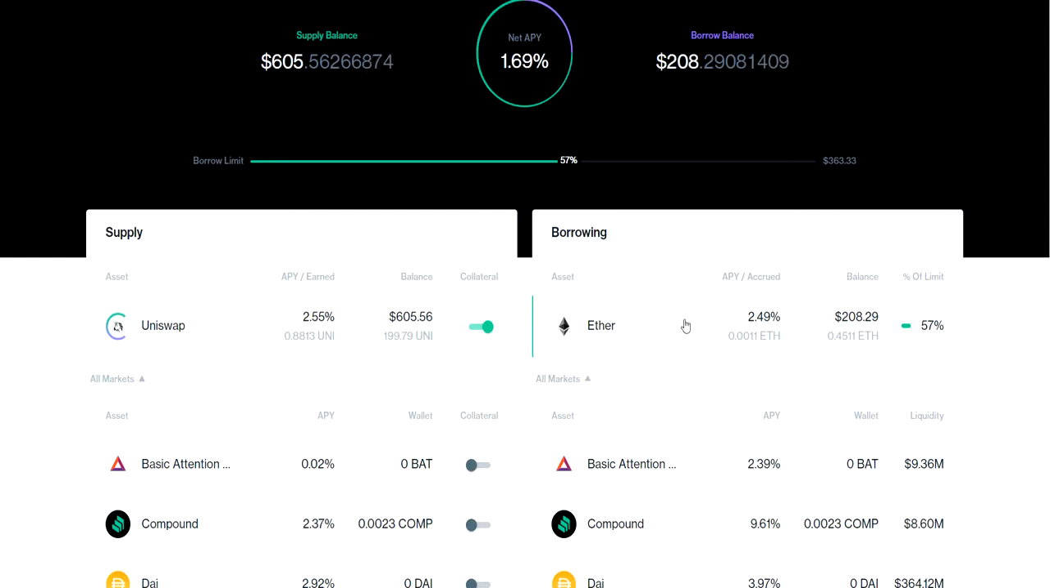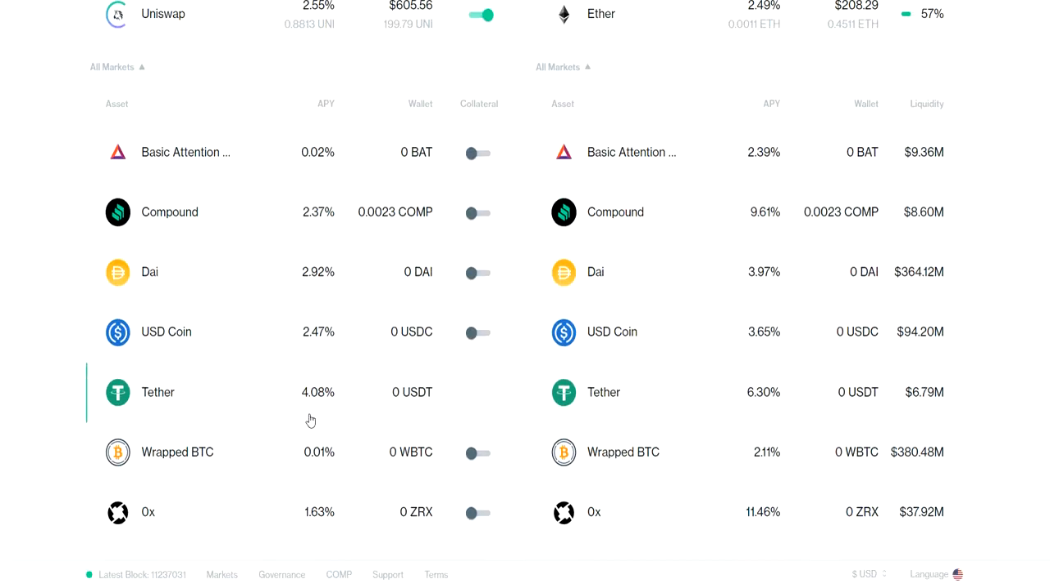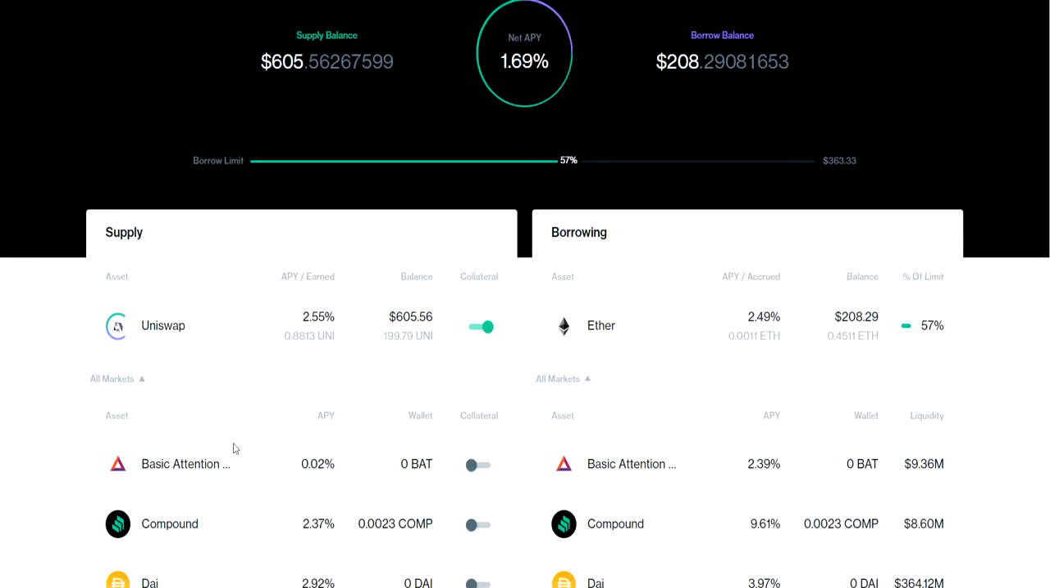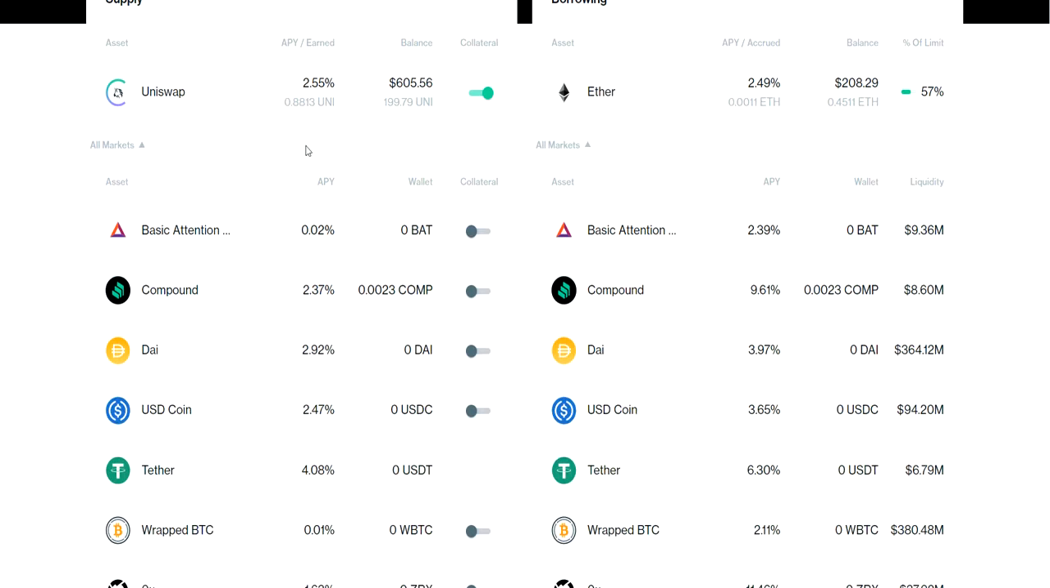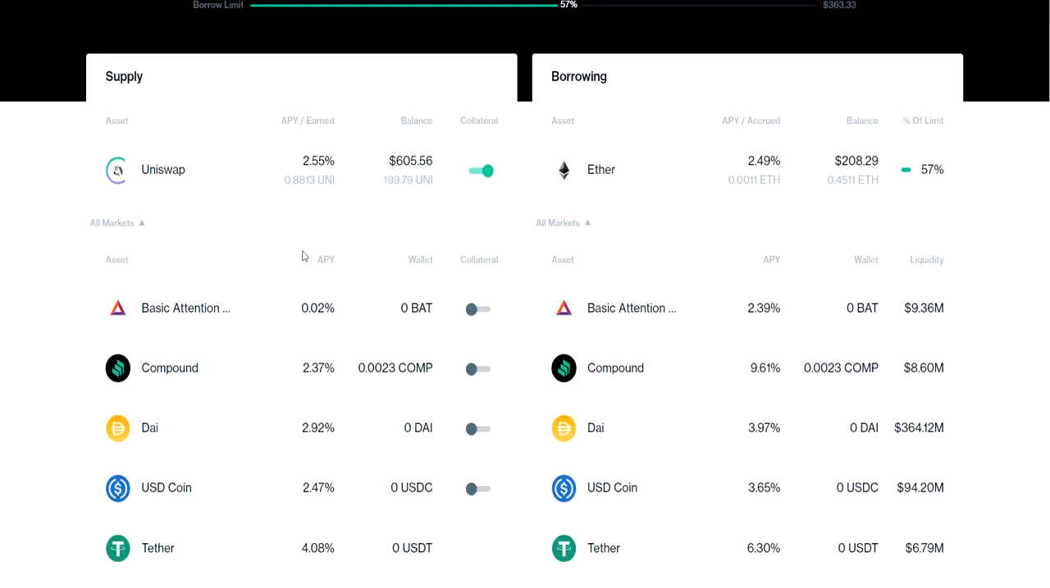Now, why did I choose to supply Uni here, at 2.5? When I first supplied Uni here, it was at like 15, 16%. So I'm not sure exactly why people were borrowing Uni at that time. This number here is created based on demand and supply. So if there's a lot of Uni in here and nobody's borrowing it, then they don't give you as much, and vice versa, right?